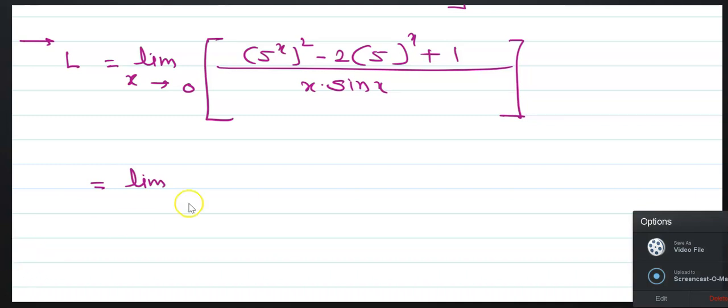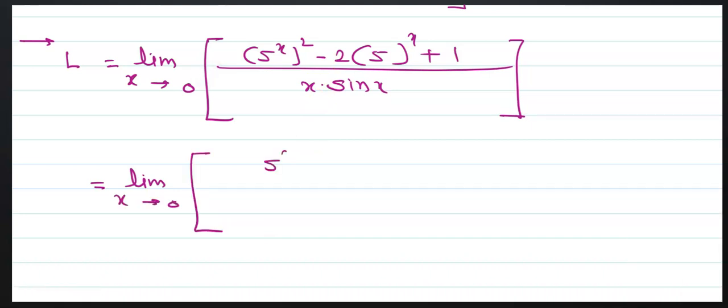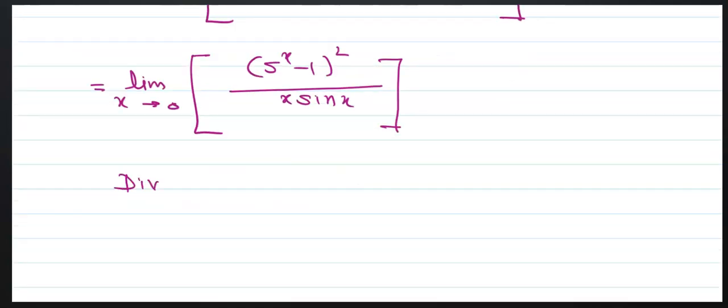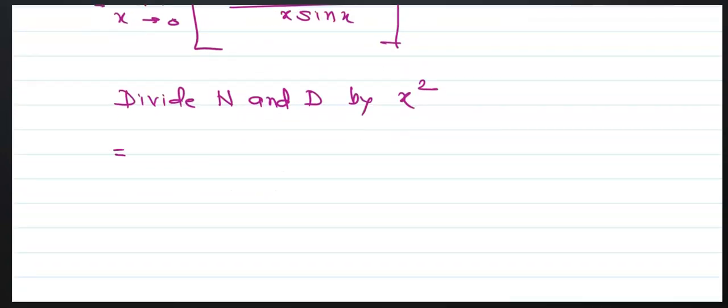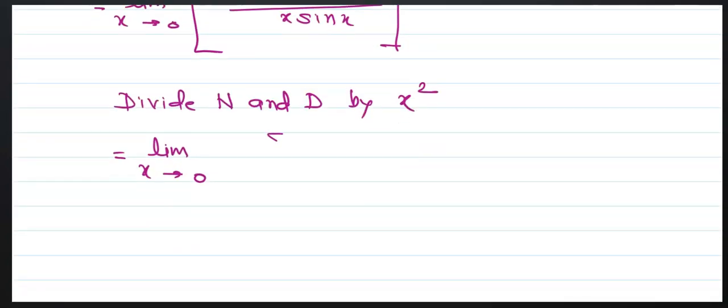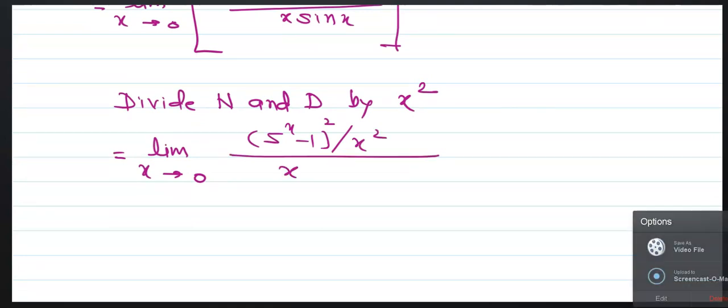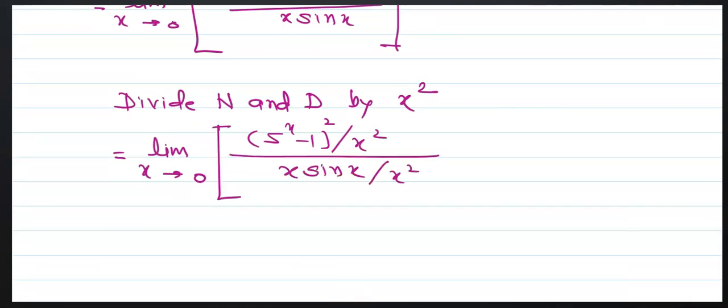Now again here x sin x will require only the sin of x upon x. Therefore, divide numerator and the denominator by x square. That is (5 raised to x minus 1) bracket square upon x sin x. Now divide numerator and denominator by x square. Therefore, limit x tends to 0, (5 raised to x minus 1) bracket square upon x square, upon x sin x upon x square.